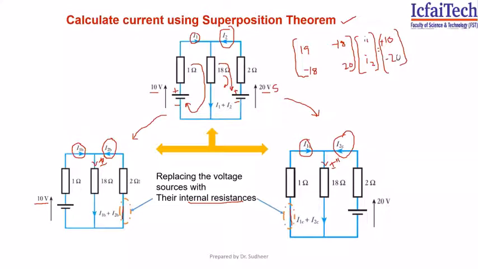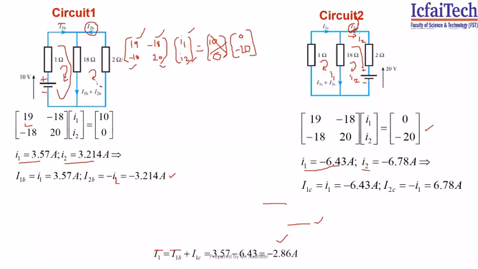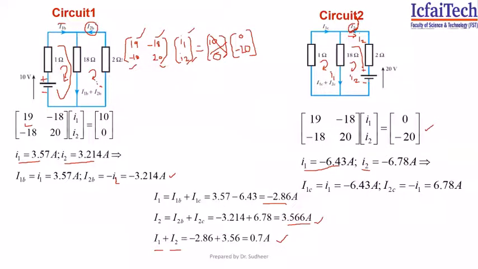Use your calculator to find small I1, which is equal to capital I1. Find small I2, which is equal to minus of capital I2. Then add I1 plus I2. So you'll get the same answer. Then you can cross check with the answer which you got from the superposition theorem. You should get I1 as minus 2.86 amperes and I2 as 3.566 amperes.